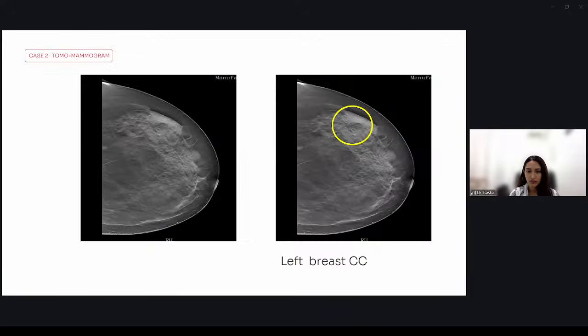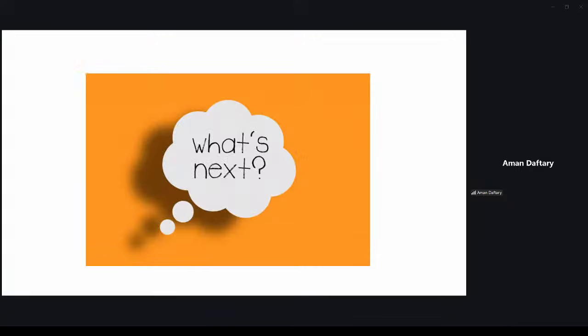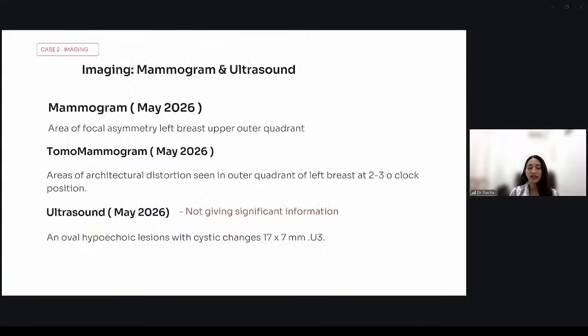So if there's an architectural distortion of this kind, you'll go ahead and do an ultrasound and see if you can see anything there. You can do a spot compression view, but with the tomosynthesis, you can see the distortion pretty well. So I would just go ahead and do an ultrasound. Yes, ma'am. So we went ahead and did an ultrasound, ma'am, but it was not giving any additional significant information as compared to the mammogram in this case. It only showed an oval hypoechoic lesion with cystic changes.